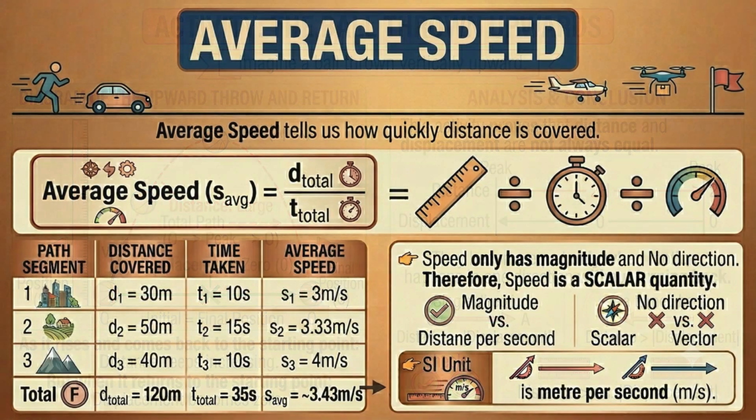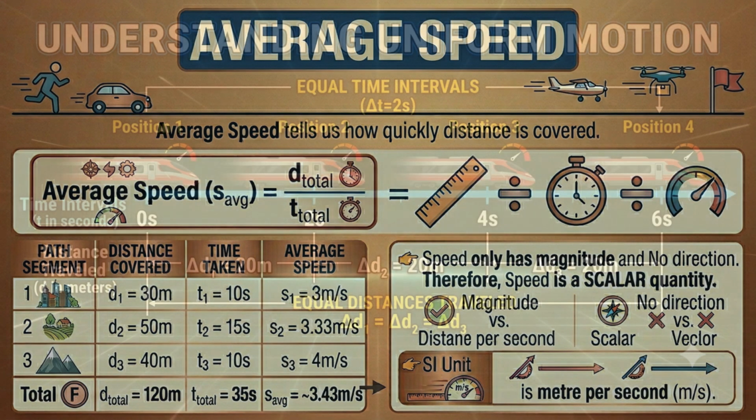Now that we know how far an object moves, we need to know how fast it moves. The first concept is average speed. Average speed tells us how quickly distance is covered. Formula of average speed is total distance traveled divided by total time taken. Speed only has magnitude and no direction. Therefore, speed is a scalar quantity. SI unit of average speed is meter per second, or m/s.